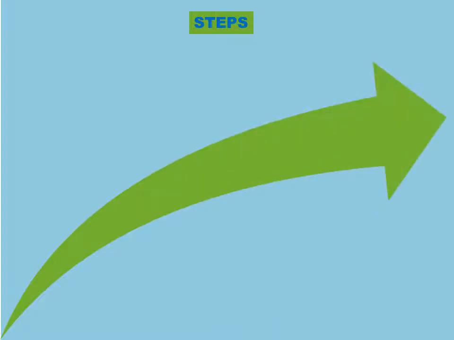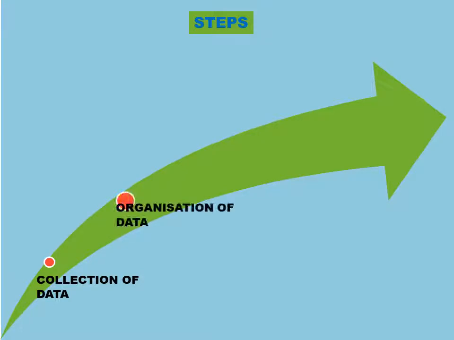First of all, what are the steps in statistics? Steps means how you are going to handle the data. You have to follow certain steps. First of all, it is collection of data. First, you need to collect the data from various sources. Secondly, once you collect that data, you have to organize it. So the second step is organization of data. You have to organize that data in a proper, readable form.